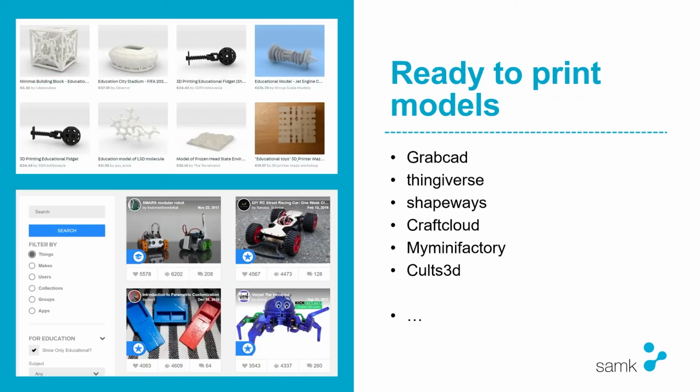Or you can use different websites that have 3D models available. There are sites that have very detailed CAD files available, like GrabCAD, and then there are sites like Thingiverse, MyMiniFactory, and Cults 3D that have just the STL files that you can't modify at all, but you can download them and then use them to print.